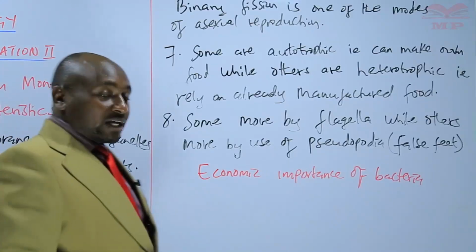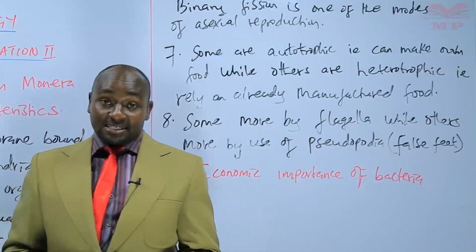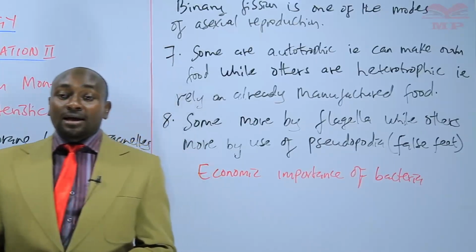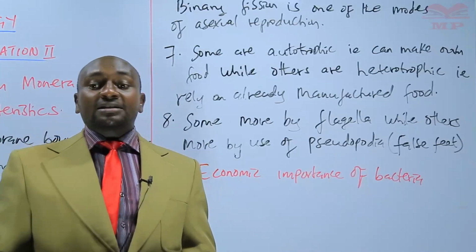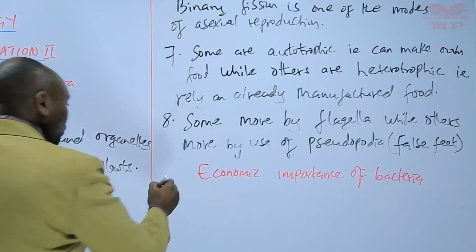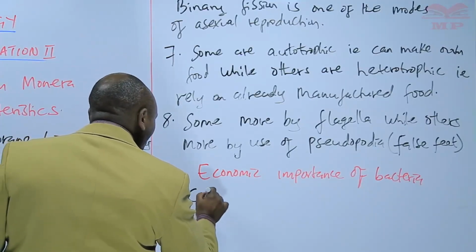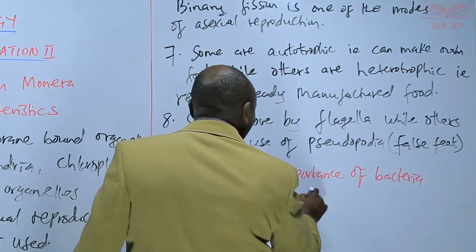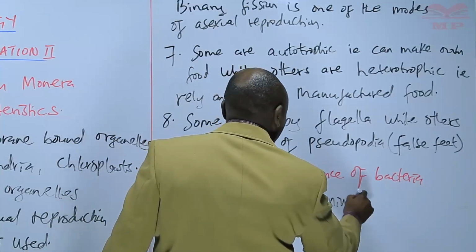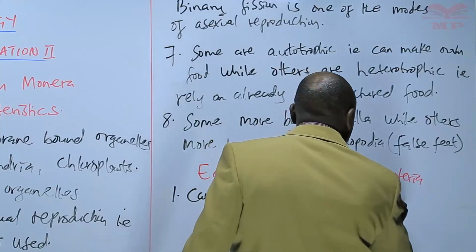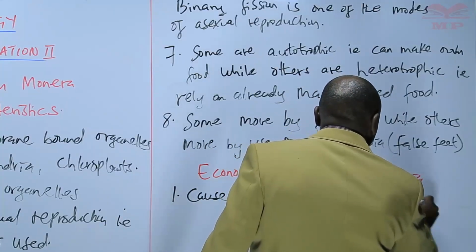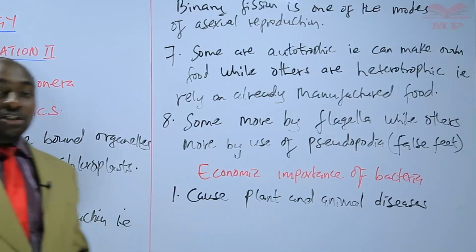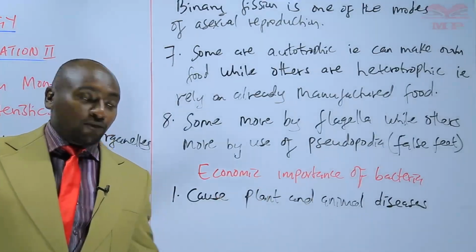One, we know that bacteria cause diseases, and those diseases affect both humans, that is animals, and also plants. So you can say that one, they cause plant and animal diseases. And we mentioned some diseases at the beginning, such as cholera, typhoid, and so on and so forth.